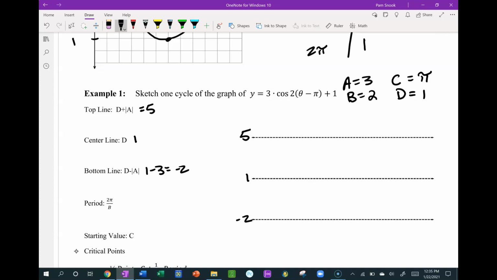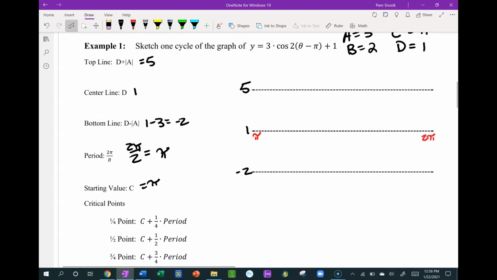And the period, 2 pi over B. So 2 pi over 2 equals pi. And then our starting value is C, and C equals pi. So when I set up my graph, right here is going to be pi. And then my period is pi wide, so over here I'm going to have 2 pi. And let's do our critical points.